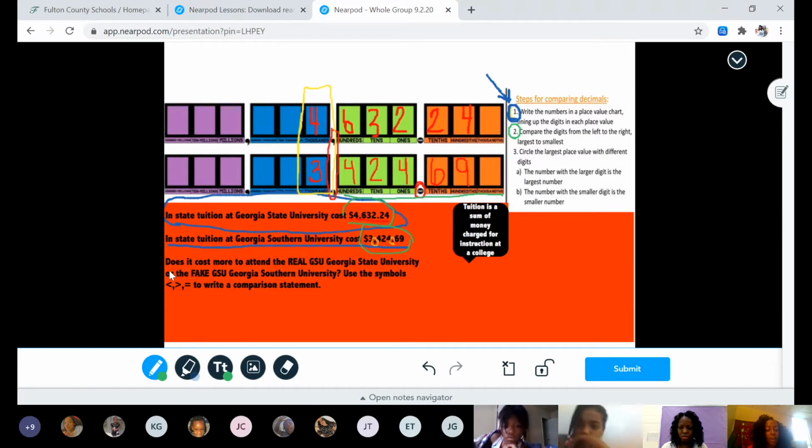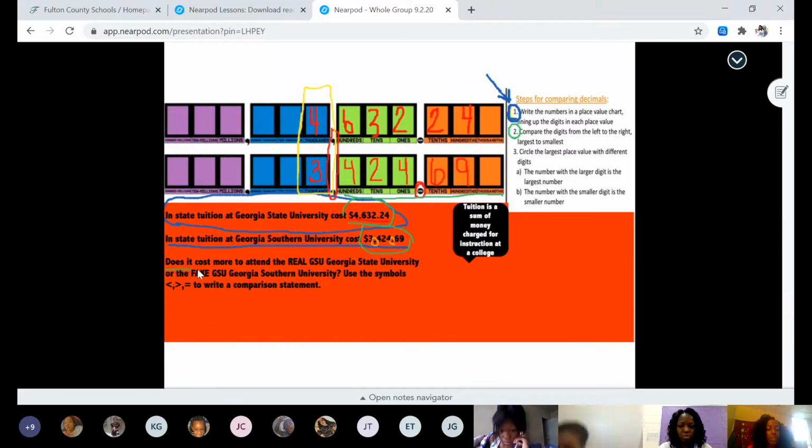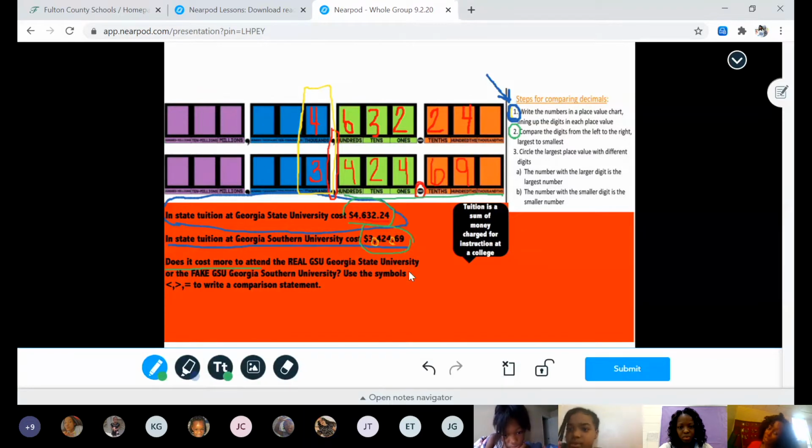And let's think back to our question. Does it cost more to attend the real GSU, which is Georgia State University, or the fake GSU, which is Georgia Southern University? So y'all, Miss Edmonds, our stream teacher, she went to Georgia Southern. She went to the fake GSU, y'all. So now, Ashley, think about it.